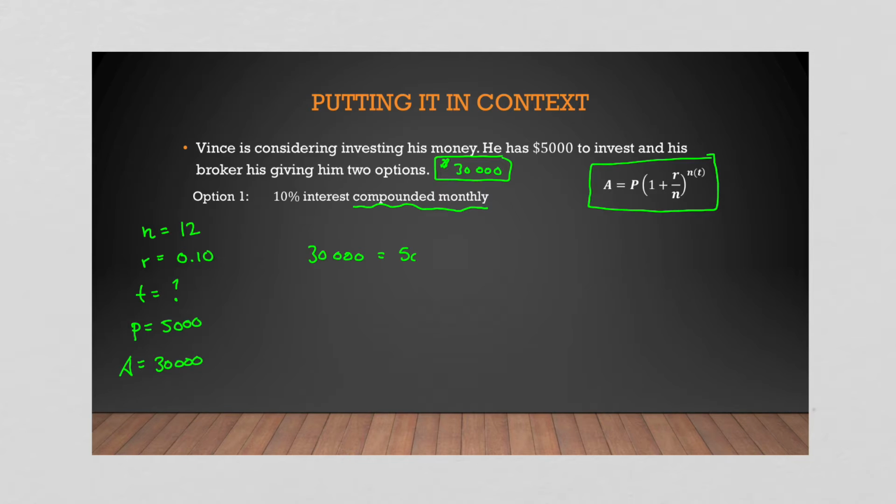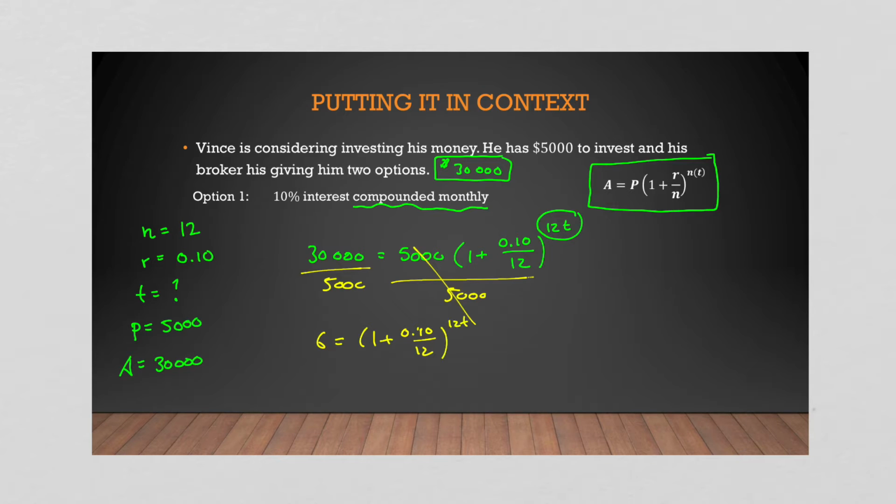Our principal is 5,000. And then we get 1 plus our interest rate divided by our compounding period, and then 12 times t. So you can see this is a moment where my unknown is trapped up here in my exponent. And how do I get it down? I use logs. But before we do that, let's simplify as best we can. So algebra here, let's divide everything by 5,000. That's going to cancel that off. So now we get 6 equals 1 plus 0.10 divided by 12, to the power of 12t.